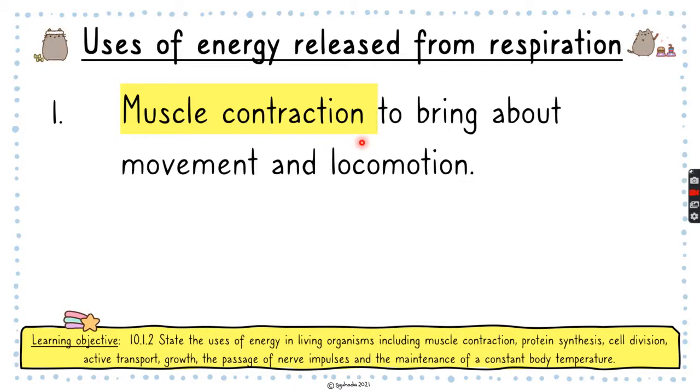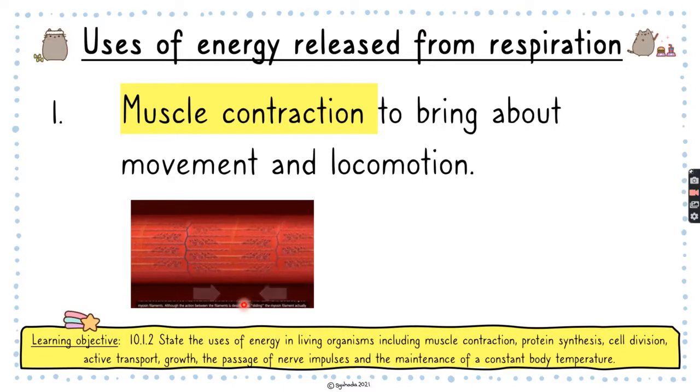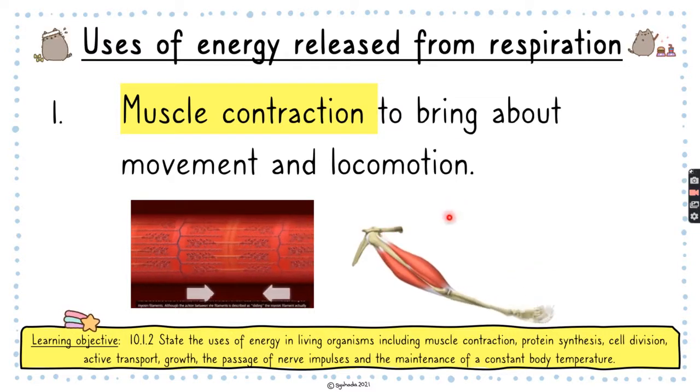Firstly, muscle contraction to bring about movement and locomotion. So this means that once our body cells carry out respiration and release that energy, it is used to help our muscles contract. Contraction means that the muscle cells become shorter. So if you see over here, this one here is a muscle fiber, and that bit right there is referring to the muscle cells, and they are contracting. It means that they relax, contract, they shorten, and this really helps us to move. For example, moving our bones, and that is what we mean by locomotion.